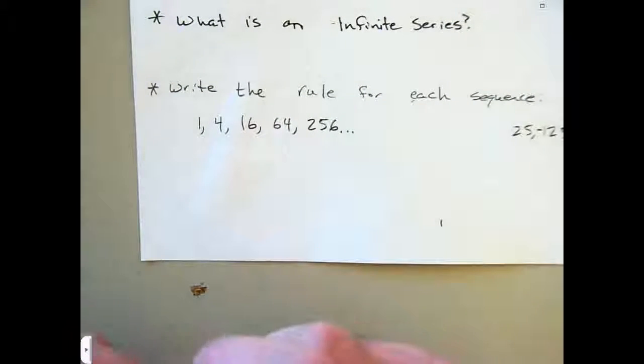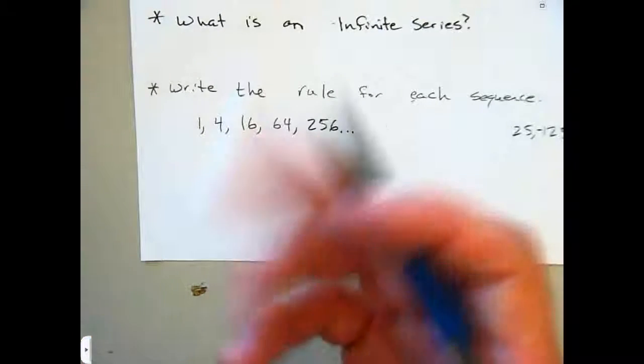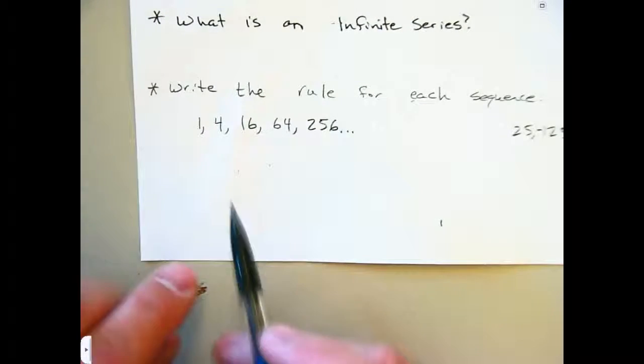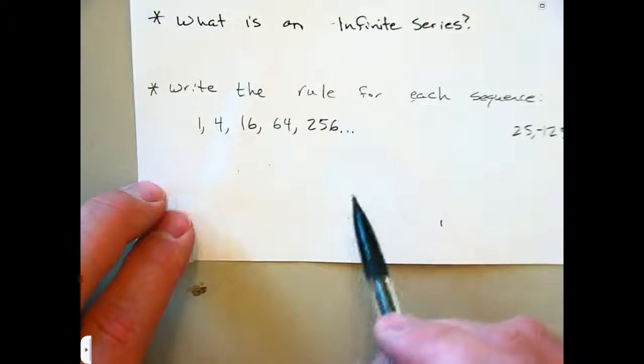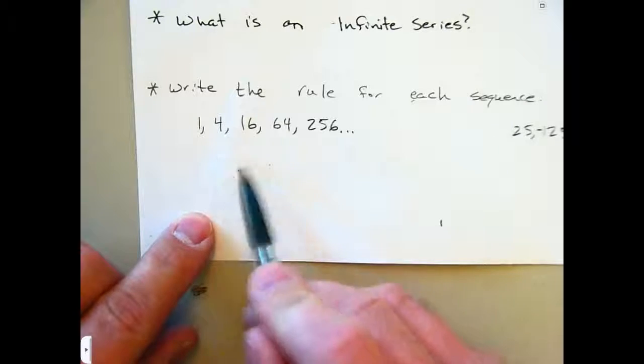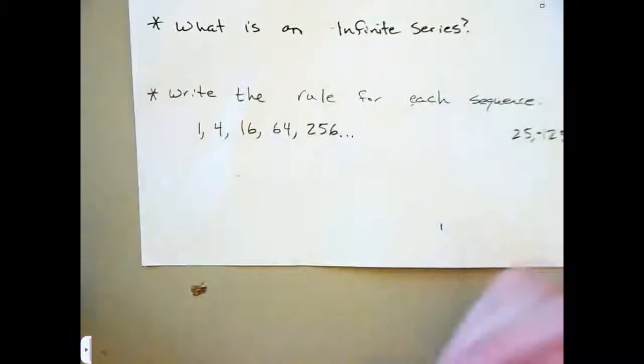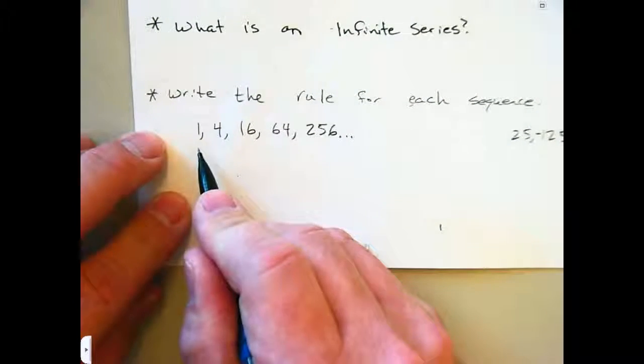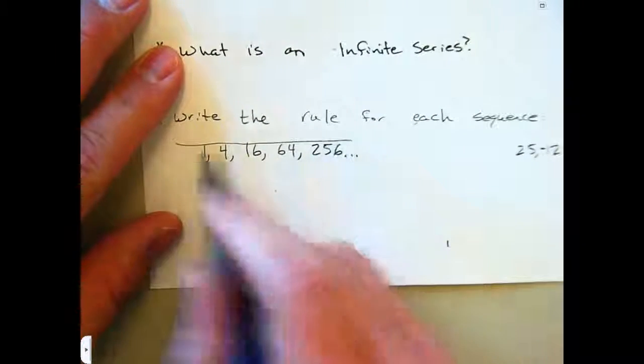Is it linear? Is it quadratic? Is it cubic? Is it exponential? How many of you just recognized right away it was exponential? You looked at it and went, hey, that's multiplying by 4 every time. So you wouldn't have to necessarily try all your first row differences, second row differences, if you recognize right away. So I multiply by 4 every time.